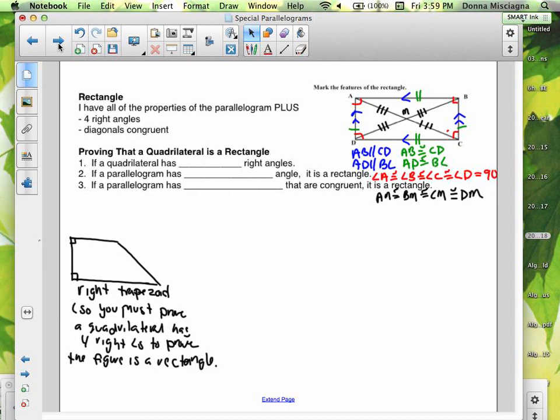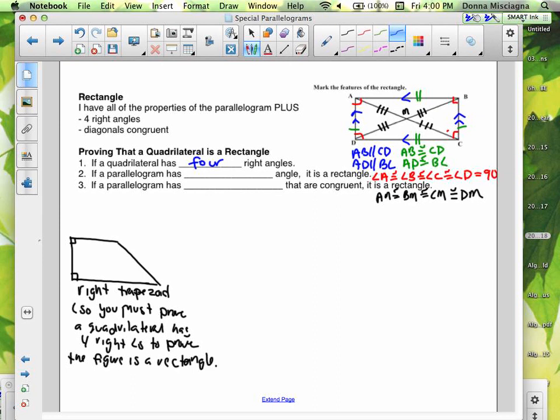There are 3 ways to prove that a quadrilateral is a rectangle. All right, first of all, and you add this to your notes, if a quadrilateral has 4 right angles. You have to prove 4 right angles. Here I have the right trapezoid. This is why you have to prove that a quadrilateral has 4 right angles to prove a figure is a rectangle. Because here you notice that my right trapezoid has 2 right angles, but then the other 2 angles are not right angles.